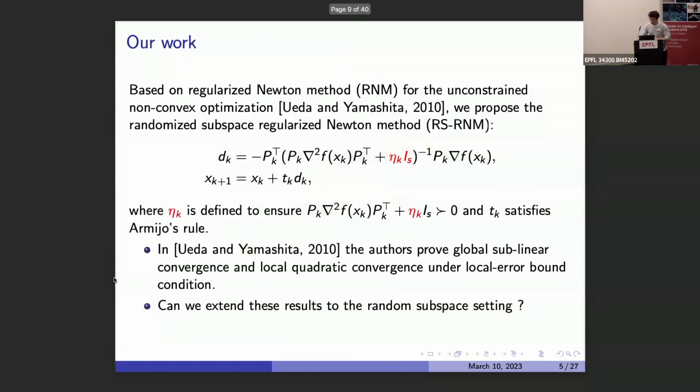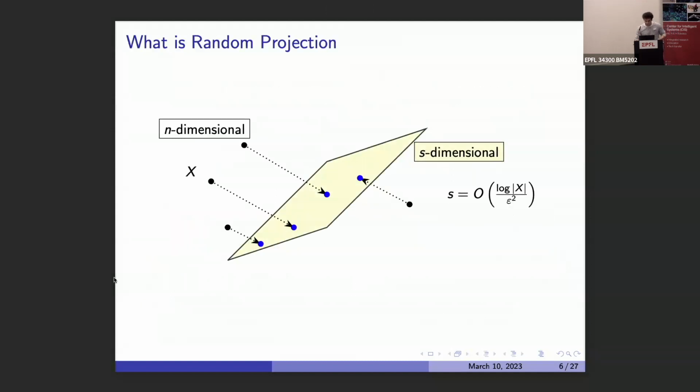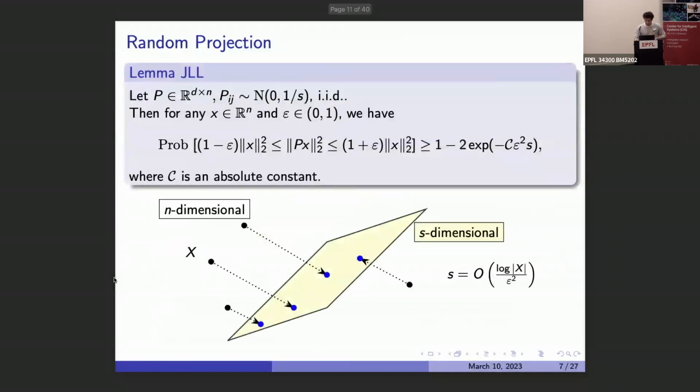So what we see is that the more difficult part is the local convergence, and we will have a negative result in this case. I want to present quickly two tools that we use. The first one is the Johnson-Lindenstrauss lemma. It says that if you take a random Gaussian matrix, where all the entries are taken independently with mean 0 and variance 1 over S, then the probability that the norm is more or less preserved is very high. It's an exponential that decreases with S.